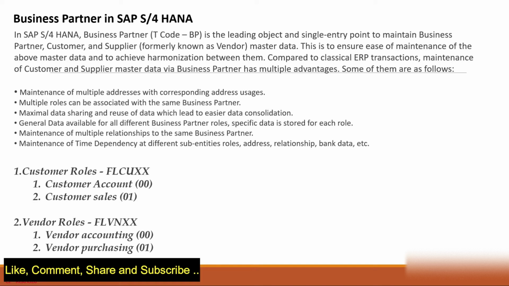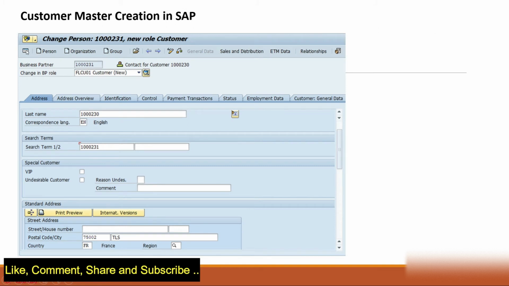Now BP is a transaction wherein we can maintain business partner, customer, and supplier. So this is a typical customer master creation screen wherein we can create a person, an organization, or a group. If we choose this role, we can enter the general data of the customer. And if we go into this section here, sales and distribution, if we want to enter sales data, we have to click on the sales distribution data and enter the relevant fields.